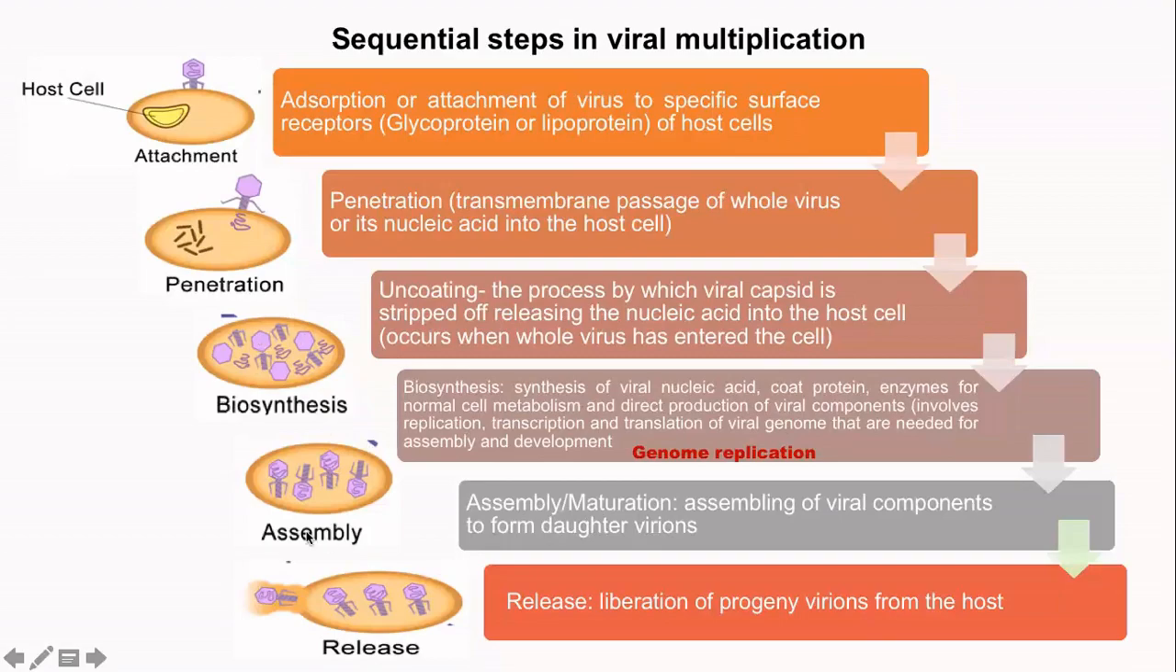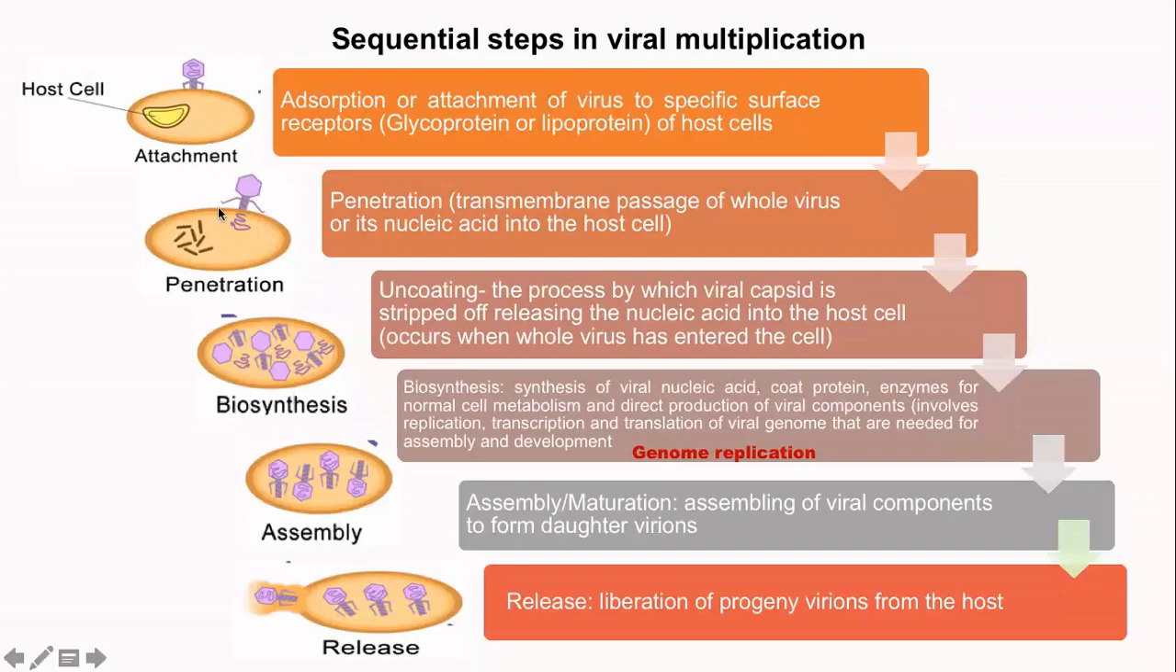In the next stage, it starts assembly or maturation. In this stage, what happens? Assembling of the viral components to form virions takes place. That means the genetic material that is replicated is getting packed up into the protein covering to form a complete mature virion. And in the last stage, that is the release stage, it liberates the progeny virions by destroying or killing the host cell. So these are the 5 major sequential steps in viral multiplication.